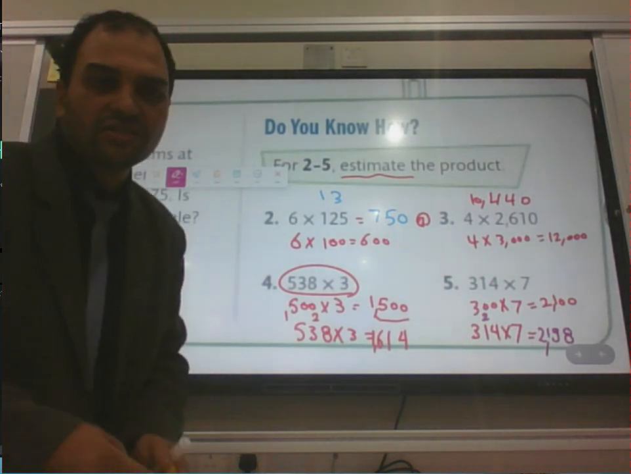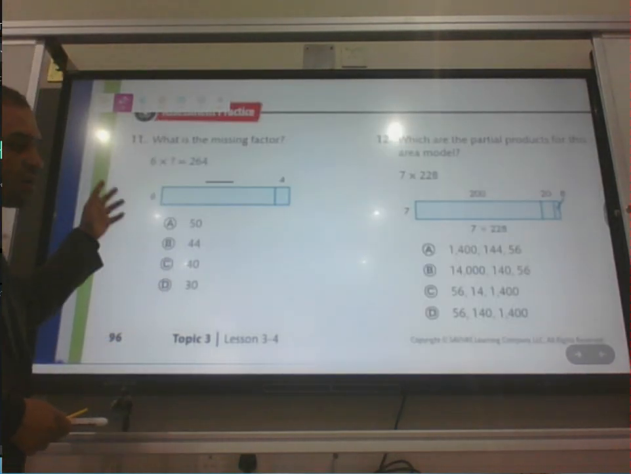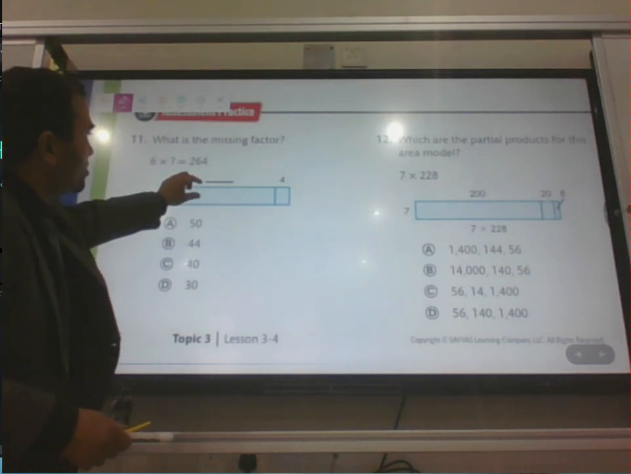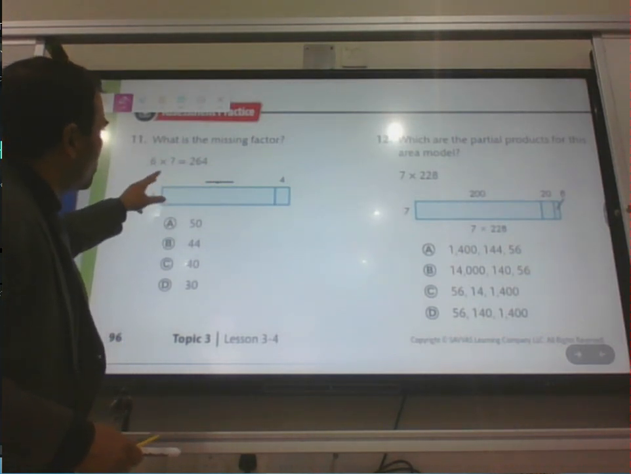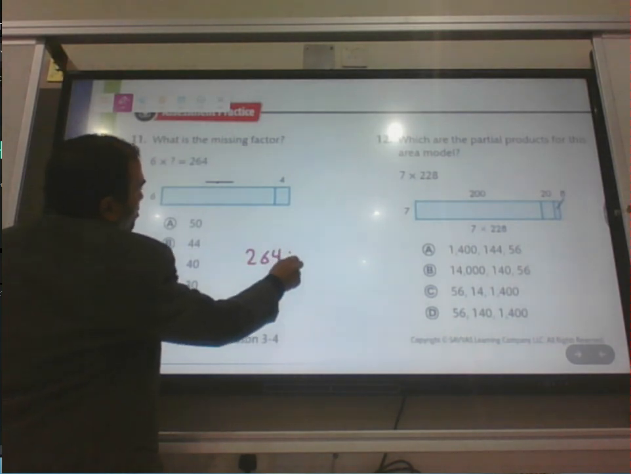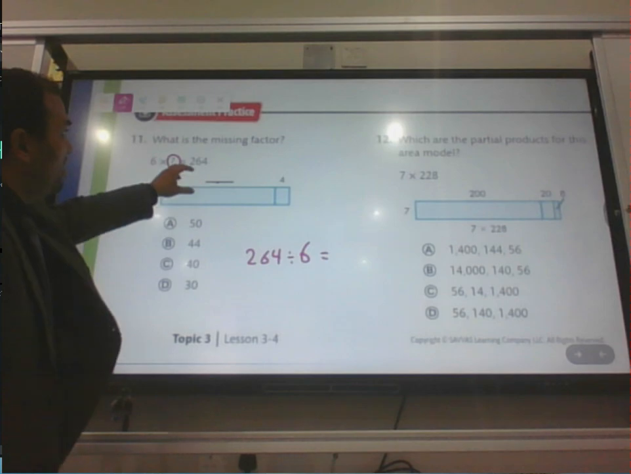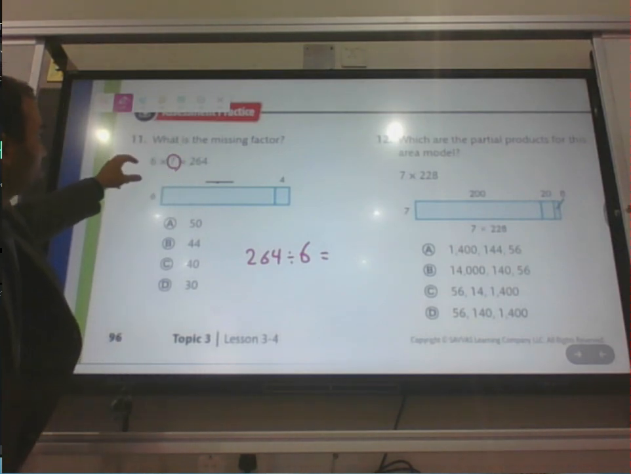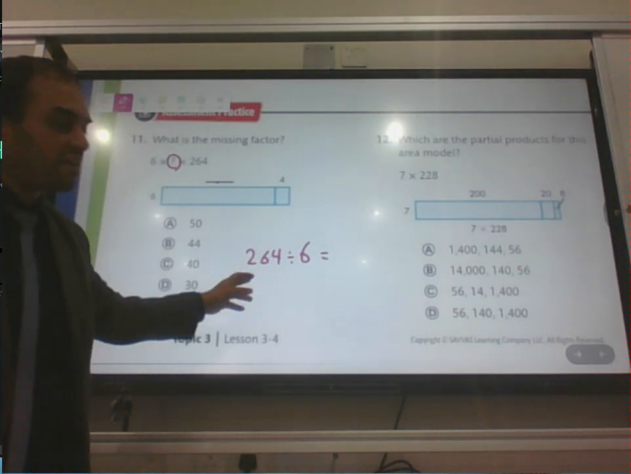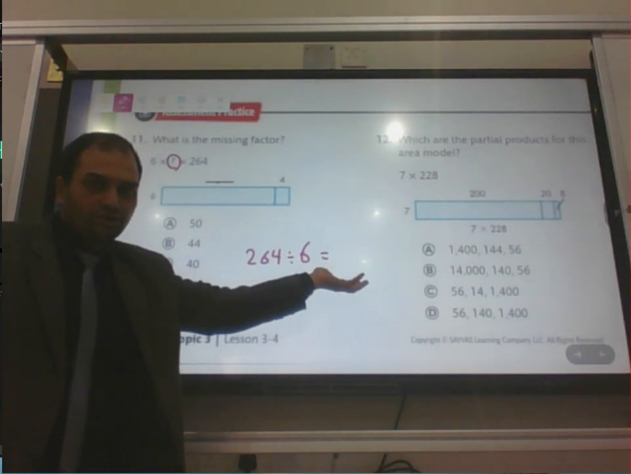Now I will give you another example. Listen to me, my students, about this question. 6 times what equals 264? We want to find the missing number here. First, we can divide 264 by 6. We can find the other factor by dividing the product by 6. 6 here will be the divisor, and 264 will be the dividend. We want to find the quotient here.